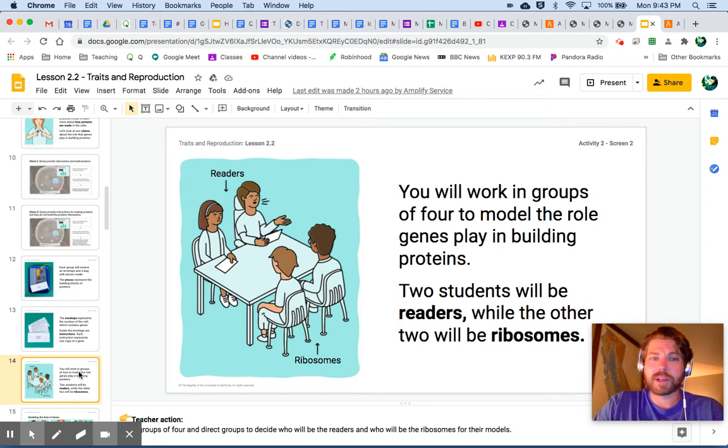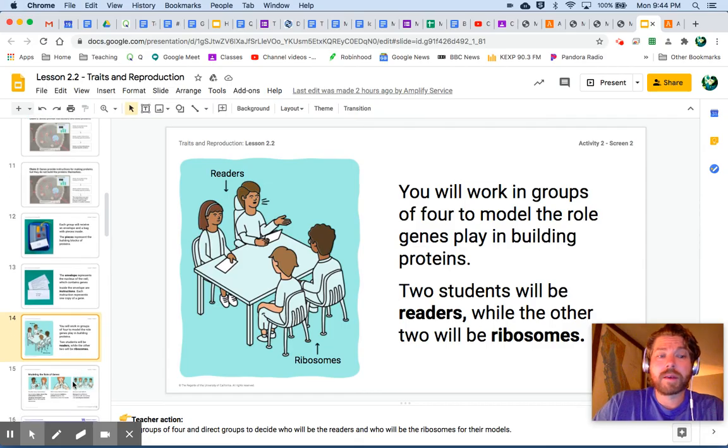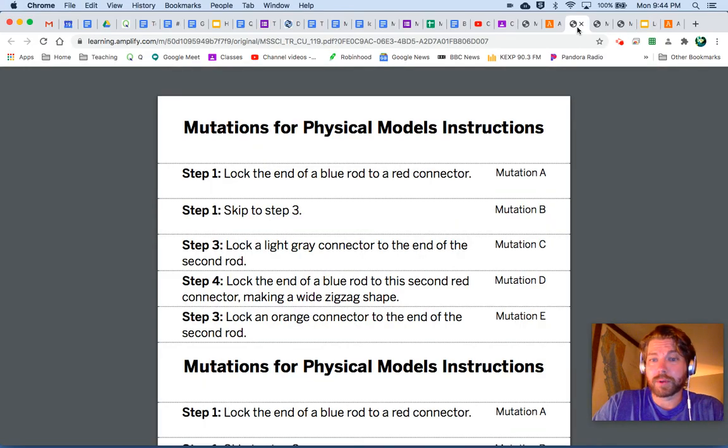And what you would do is two people, if we were in groups, would read the instructions. There's two instructions in each of the envelopes. Two of you would read it, and then the other two people would try to follow the instructions and build their genes, okay? Ultimately, here's what it would look like.